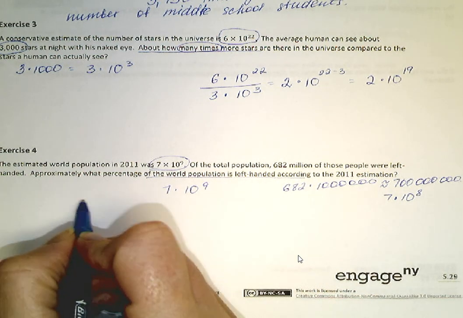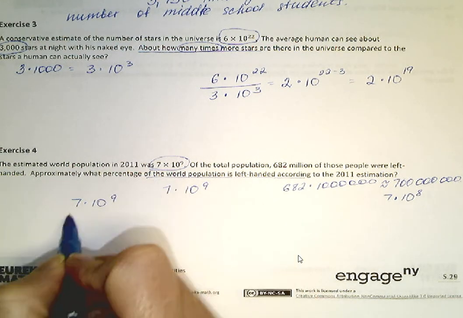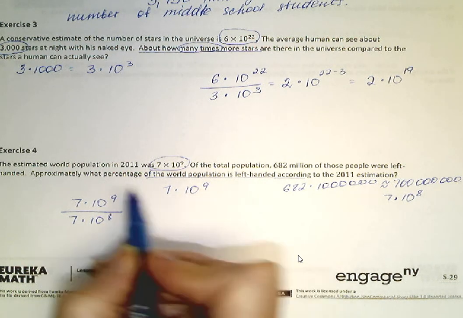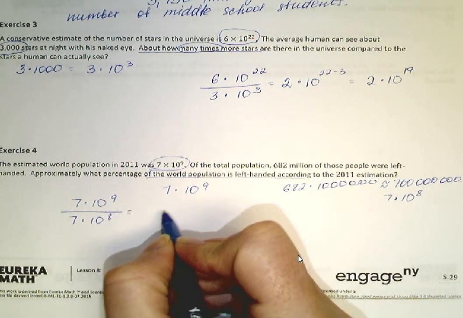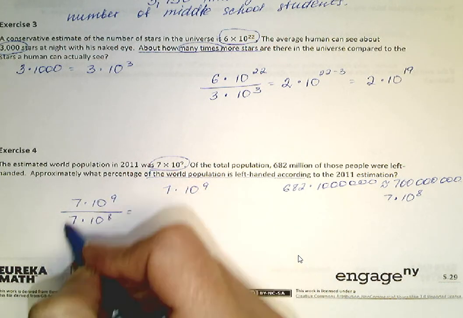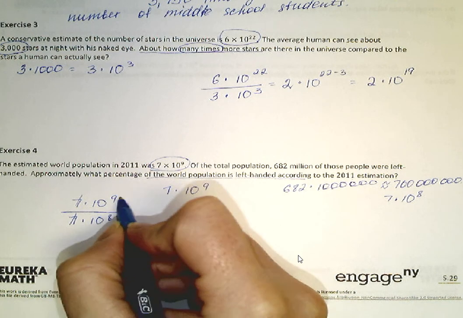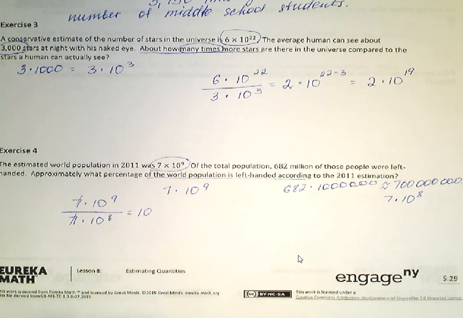So I'm going to divide 7 times 10 to the 9th, which is our world population, by 7 times 10 to the 8th, which is our left-handed people. And we are going to simplify 7 and 7, that's 1. And we have 10 to the ninth minus 10 to the eighth, and we will get 10.